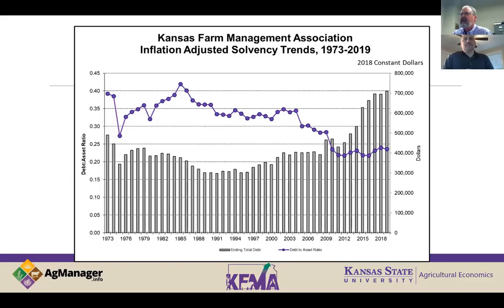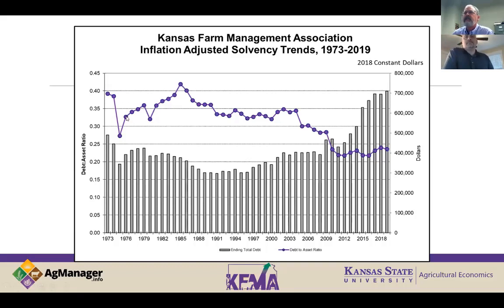So the gray bar here is across the slide. These are inflation adjusted debt levels from 1973 through 2019, and then the purple line representing the debt to asset ratio. A lot of different things that we could draw out of this, but we'll just look at a few things here.